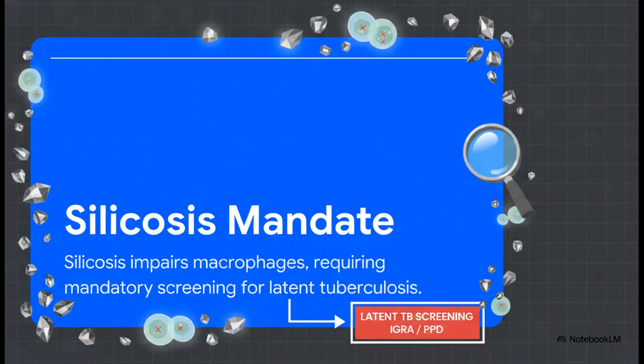Silicosis carries its own very specific variance trap. Silica particles are brutally toxic to alveolar macrophages, which are the exact cells responsible for containing mycobacteria. Because silicosis so profoundly impairs macrophage function, there's an absolute clinical mandate. The very second you diagnose silicosis, you absolutely must actively screen that patient for latent tuberculosis using an interferon gamma release assay or a PPD.